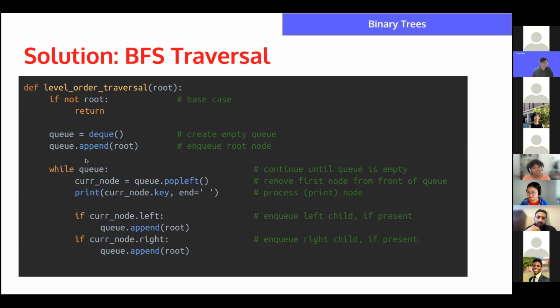And then we're just going to loop through the items in our queue until it's empty. We start, because we have one item in our queue, our root, we use popleft to get that node. We process it by printing it out, getting its key or its value or its data. And then if it has a value for a left child, append that to the queue. If it has a value for a right child, append that to the queue.